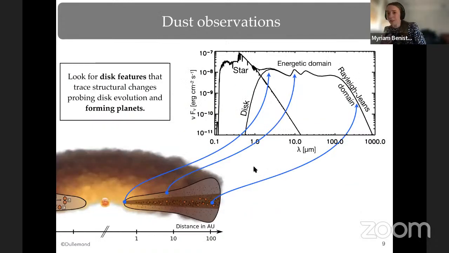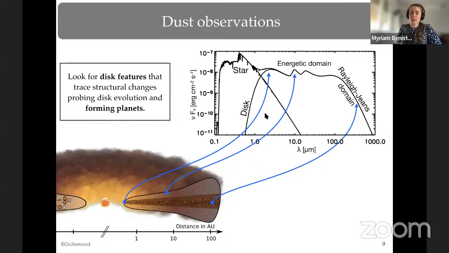So how do we observe this disk and try to find features that will trace all these structural changes that are due to planets? This is a typical spectral energy distribution of a young star. You have here the stellar contribution from the star itself, and then in addition to it, the emission that is due to the dust in the disk. And these are the different wavelength regimes.